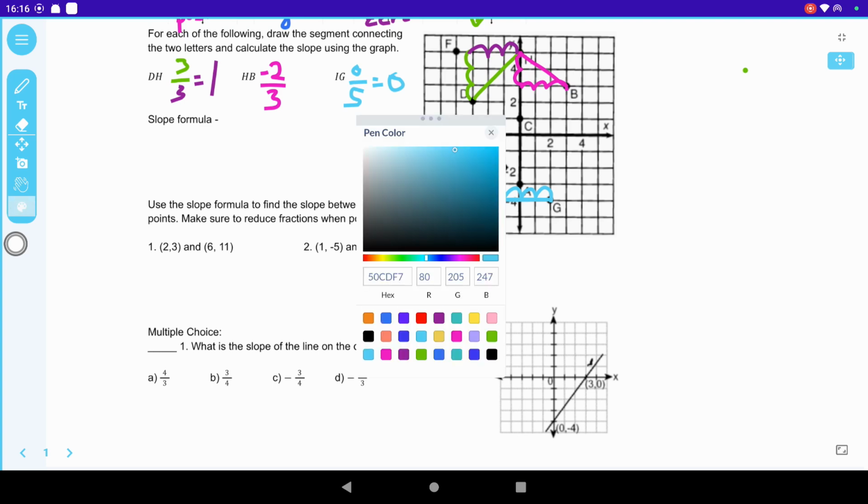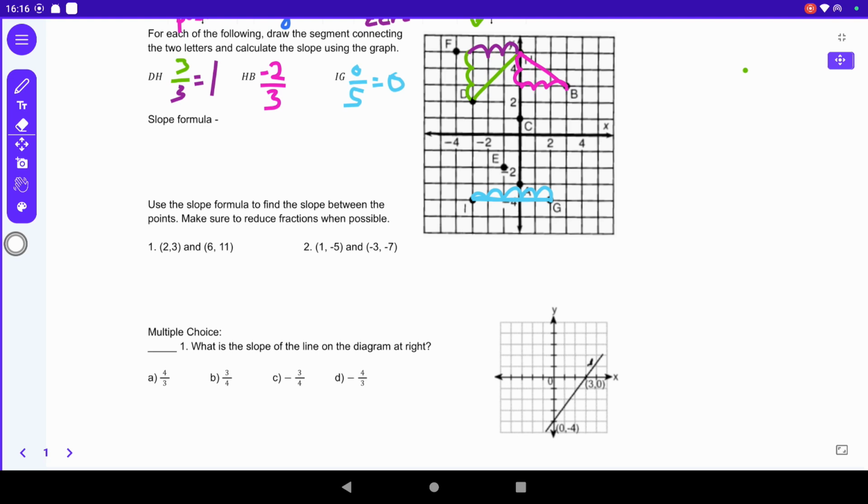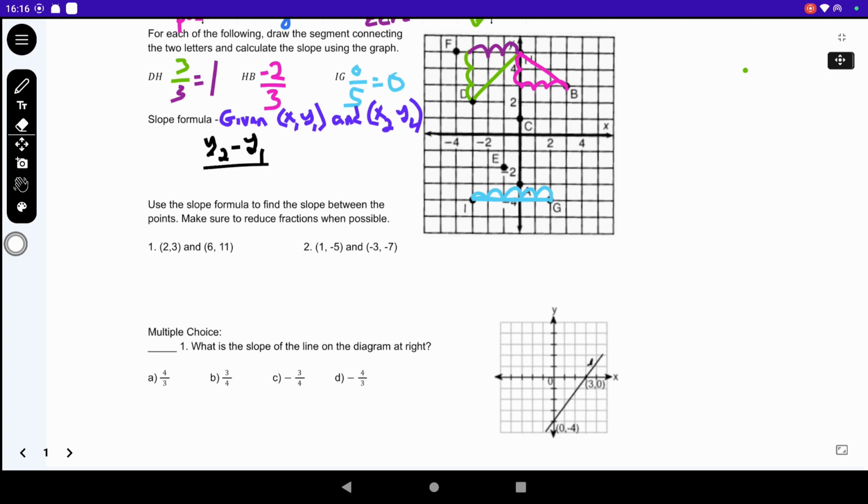The other way to do this, if we don't have a graph, is to use the slope formula. Now, the slope formula means that we are given 2 points, x1, y1, and x2, y2. So if we have 2 points, then our slope formula is y2 minus y1, so the change in y, over x2 minus x1, the change in x.